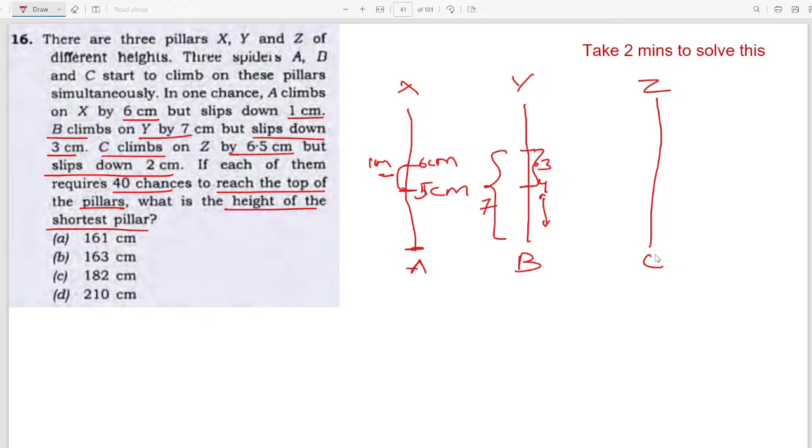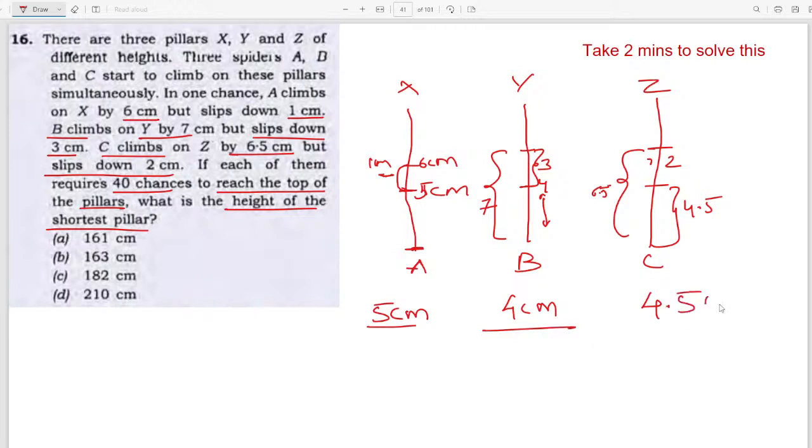And spider C climbs 6.5 centimeters, and then slips down 2 centimeters. This is 4.5, 6.5 from the starting, and then 2 centimeters it falls. This length is 4.5. This is 2 centimeters. So effectively, A is climbing 5 centimeters in one attempt, B is climbing 4 centimeters in one attempt, and C is climbing 4.5 centimeters in one attempt.